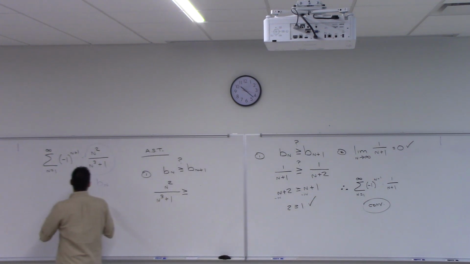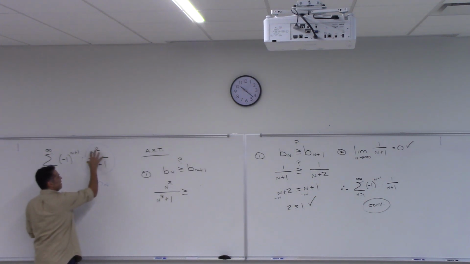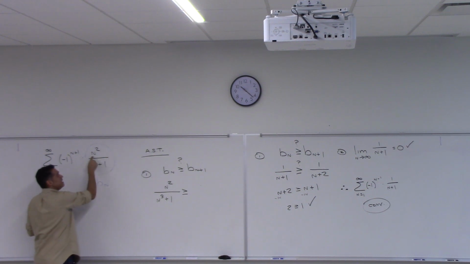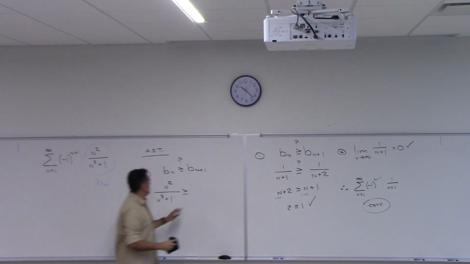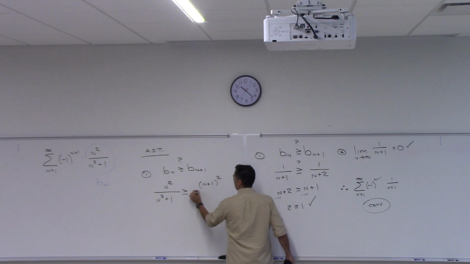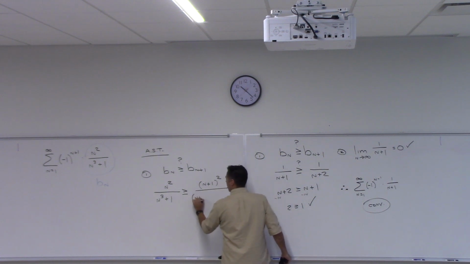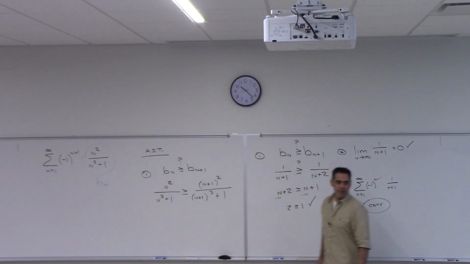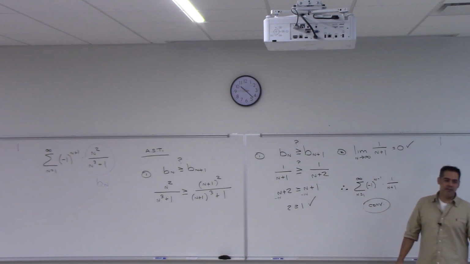Oh, I see what you're doing. You're taking this and just adding 1 to it. No, you're replacing the n's with n plus 1s. You're plugging n plus 1 into this. It's n plus 1 squared over n plus 1 cubed plus 1. There we go. We good now?